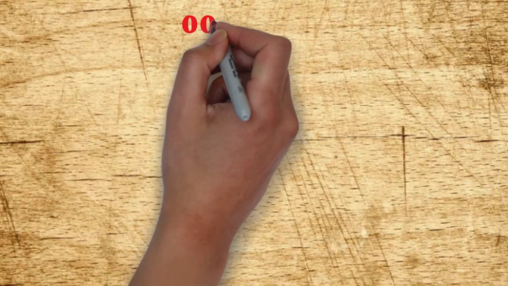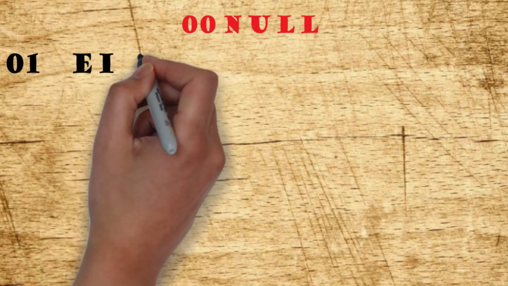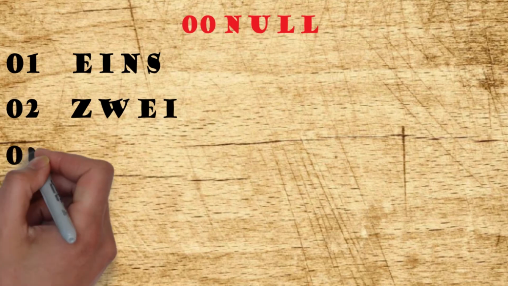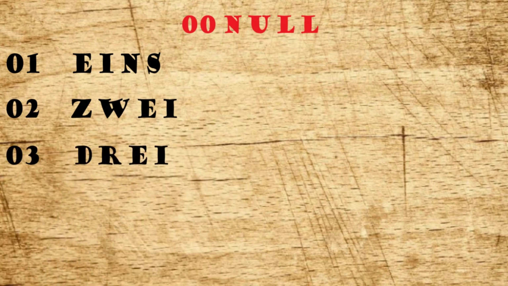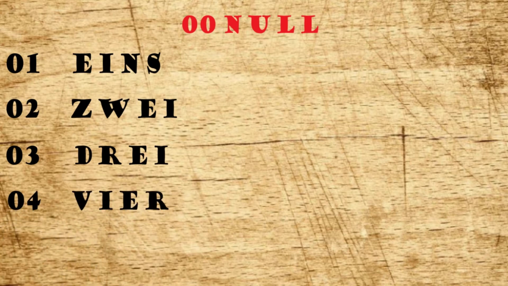Null, eins, zwei, drei, vier. The pronunciation of this word is fear, as the alphabet V of English is pronounced as F in German. The alphabet V is pronounced as F. So it becomes fear.